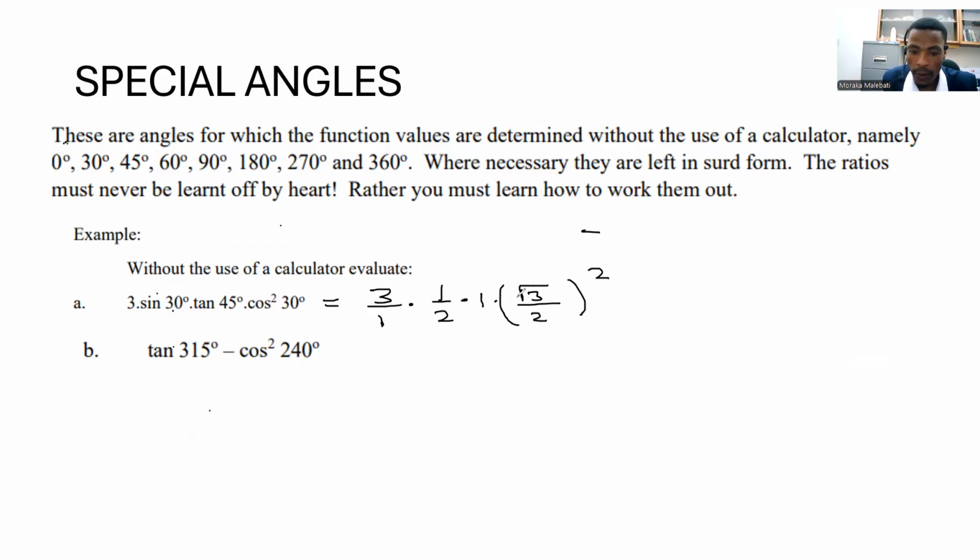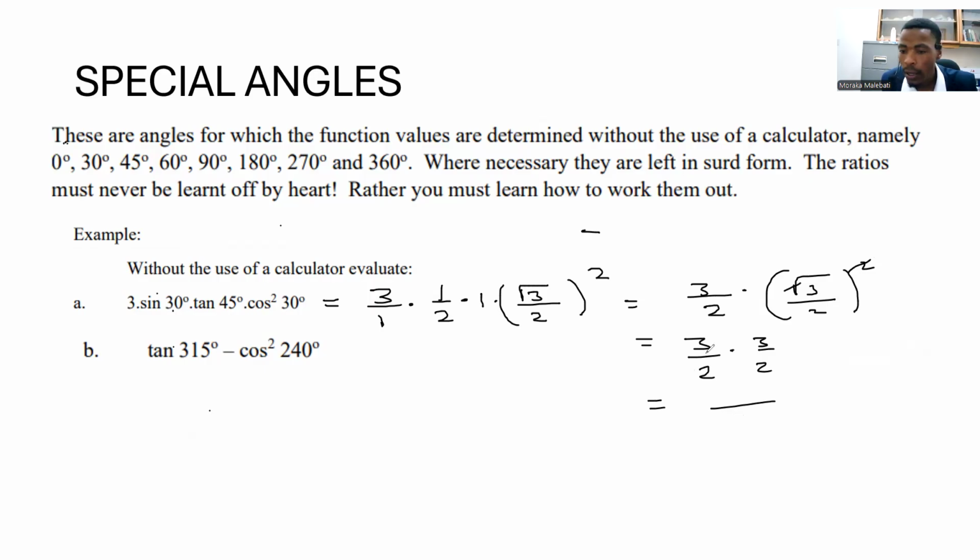Now you can try to multiply your things. So 3 times 1 we get 3, and then over 2 multiplied by root 3 over 2 squared. Then this and that can cancel each other out. Then you are left with 3 over 2 multiplied by 3 over 2. Then 3 times 3 is 9, and 2 times 2 is 4. I hope it makes sense.